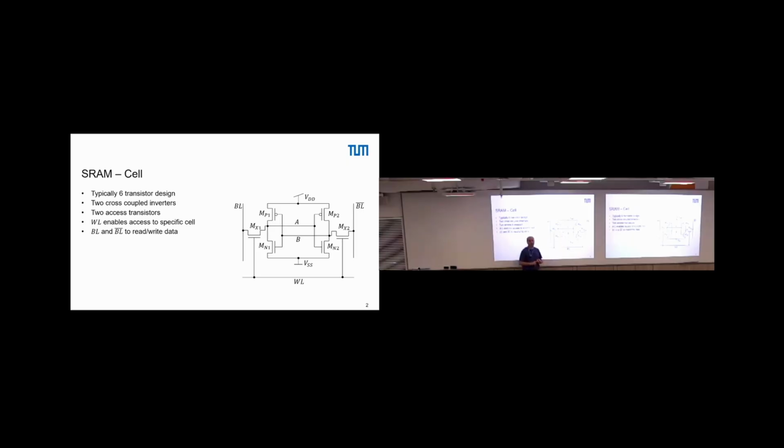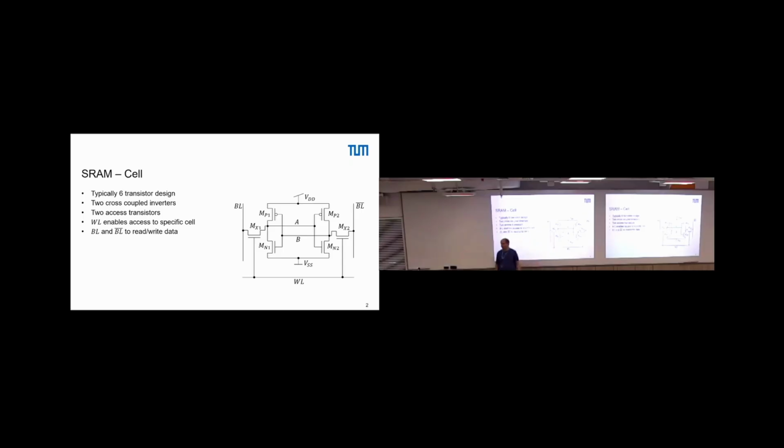Then usually we have synchronous circuits. So we want to have a register in between whatever happens here and the outside world. So we need a flip-flop. Now we are already on a level where just a single cell doesn't make sense anymore. So what do we do? We arrange them in an array.